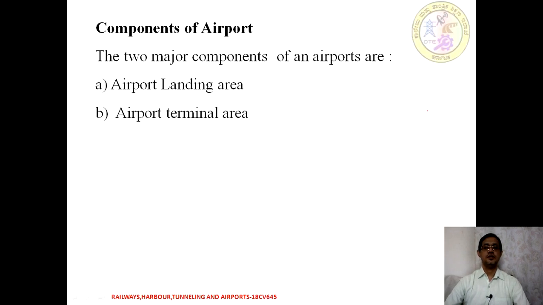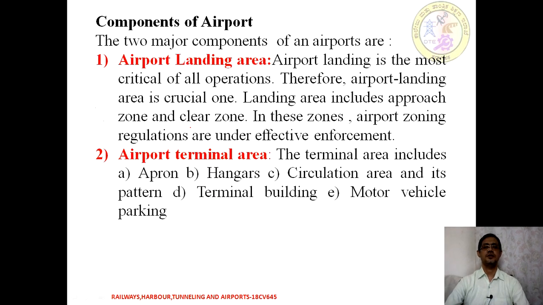So in this session we are going to concentrate on the different components of an airport. Usually the components are classified into two major components: one is the airport landing area and the other is the airport terminal area. These are the major components when you are studying.